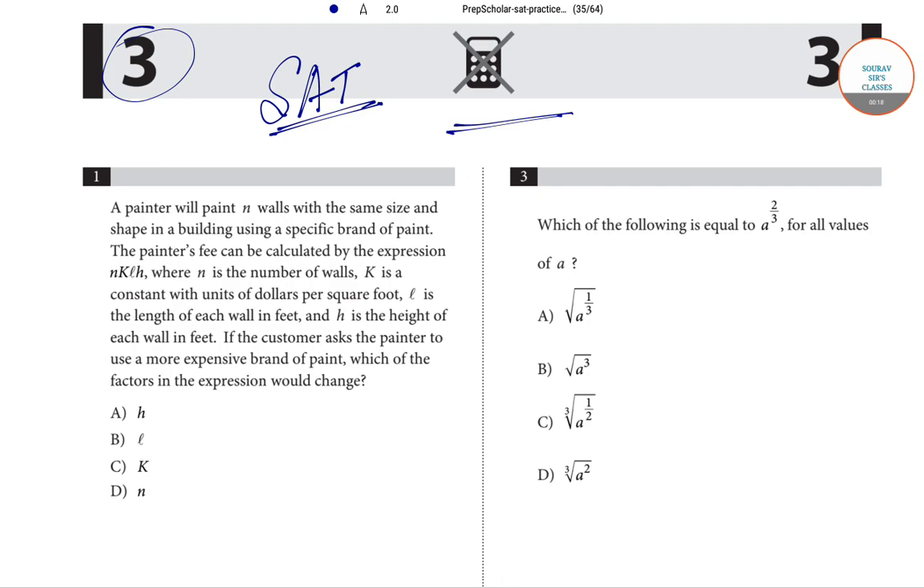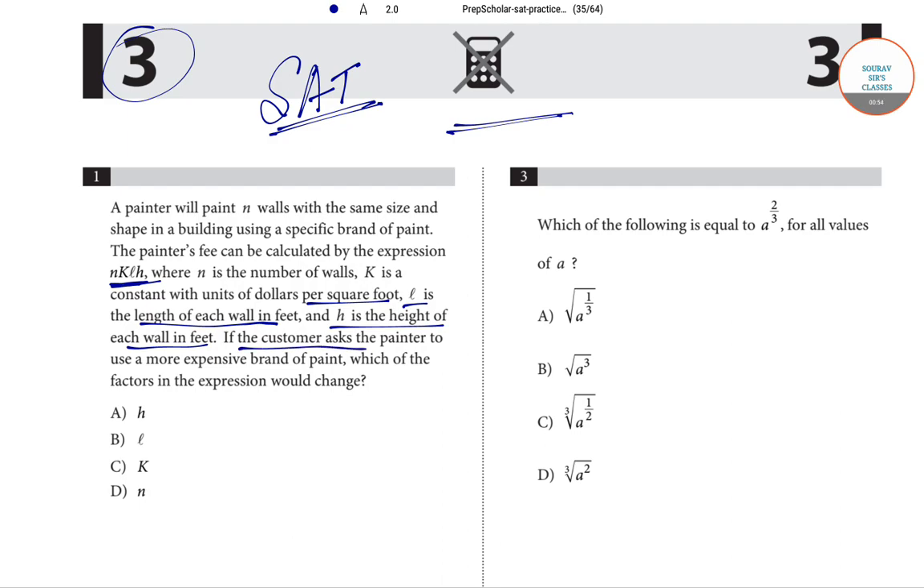First question: the painter will paint small n walls of the same size and shape in a building using a specific brand of paint. The painter's fee can be calculated by the expression n times K times l times h, where n is the number of walls, K is a constant with units of dollars per square feet, l is the length of each wall in feet, and h is the height of each wall in feet.